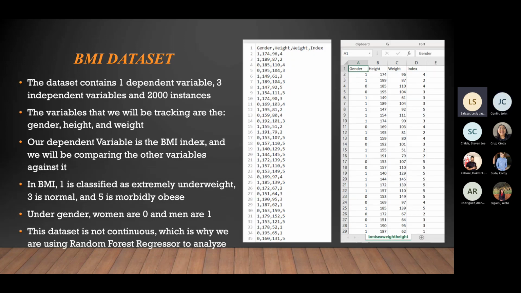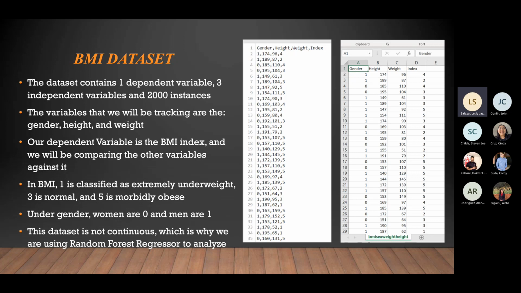So this is a BMI data set. In this, we had one dependent variable being the index itself and three independent variables being gender, height, and weight. Gender was classified through male and female, female being 0 and male being 1. Next one is height. Height was measured in centimeters, and the weight was measured in kilograms.